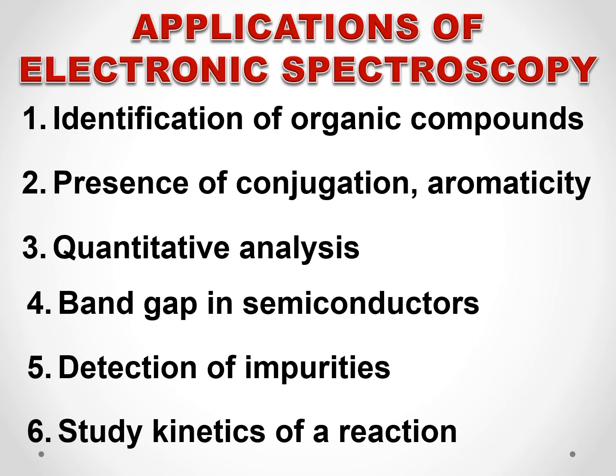Finally, we can study the kinetics of a reaction using this technique. At each stage there will be a difference in the concentration. When a reaction proceeds, as time progresses, the concentration of the reactant decreases and the concentration of the product increases. So we can find it out using this technique. These are some of the applications of electronic spectroscopy.